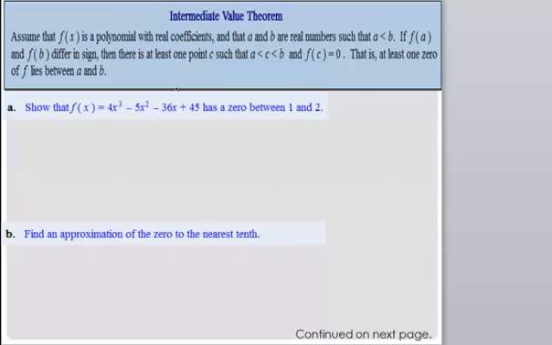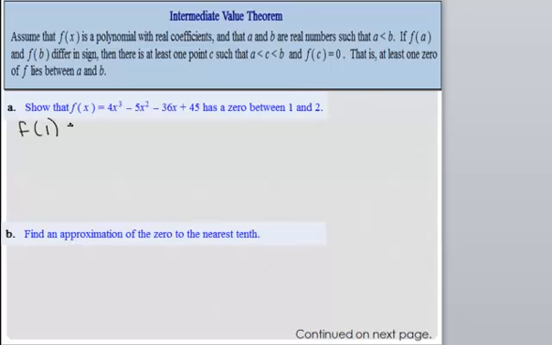Here's what that means. Let's say this is your function. And we know that if we plug in a 4 and we get a positive, and we put in a 5 and we get a negative, that means that there's a 0 between 4 and 5. So, show that this function has a 0 between 1 and 2.